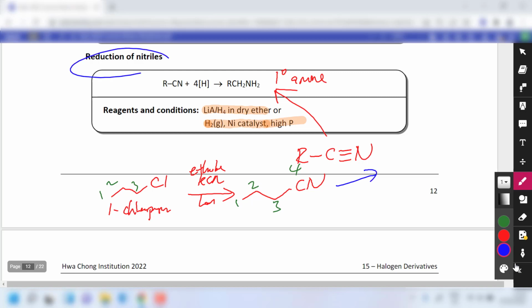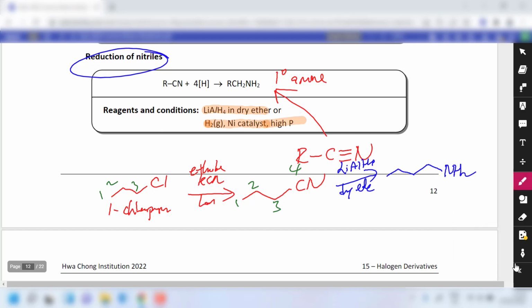The most obvious one, we can perform a reduction, so we can use lithium aluminum hydride in dry ether. The reduction allows us to produce a primary amine, and a primary amine is a very useful starting material. For example, you can use it to make amides, or you can use it to continue to make ammonium salts.